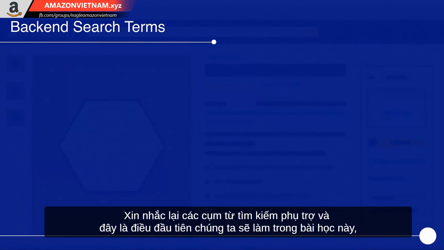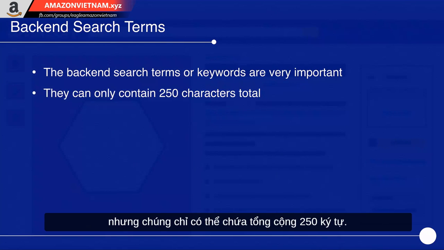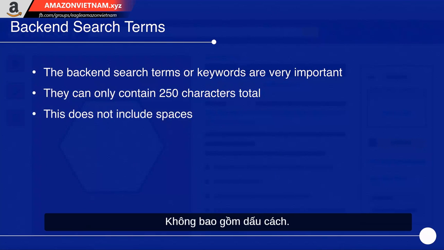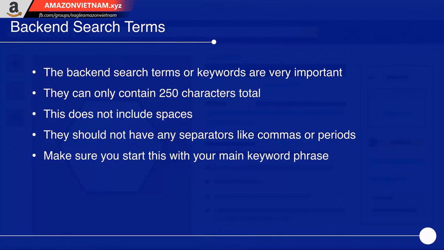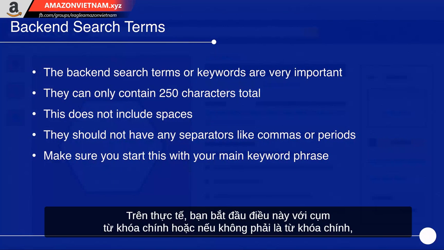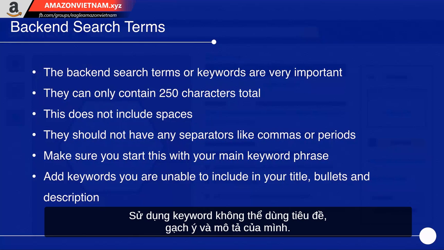So a reminder about the back-end search terms, and it's the first thing we're going to do in this lesson. The back-end search terms or keywords are very important, but they can only contain 250 characters total. This does not include spaces. They should not have any separators like commas or periods. And make sure you start this with your main keyword phrase, or if not the main one, at least one of your top 3 keywords. Then add keywords you are unable to include in your title, bullets, and description.